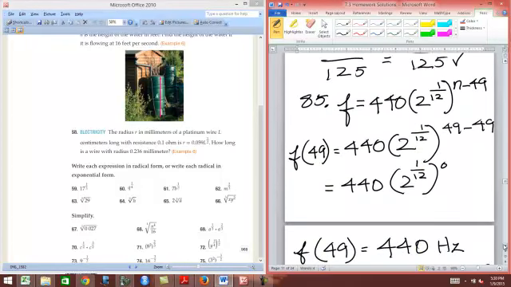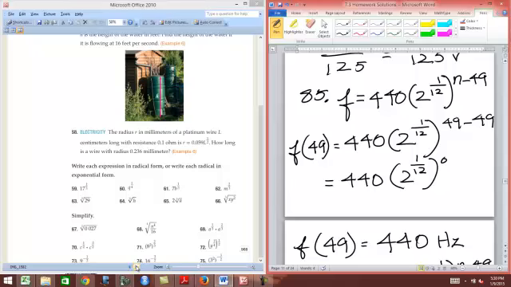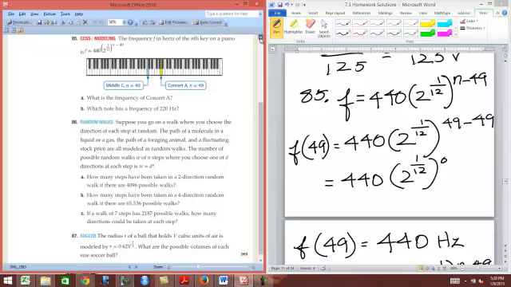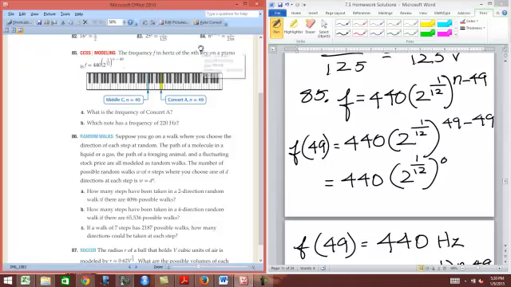Problem 85. Okay, let's look at 85 here. Let's see if we have to do anything. The frequency F in hertz of the nth key on the piano is 440 times 2 to the 1 over 12, raised to the power of n minus 49. Interesting formula. I don't know how they got it, but it's kind of cool.